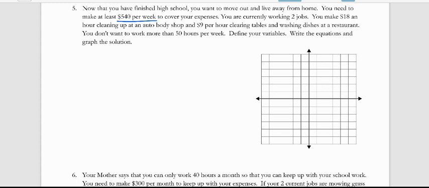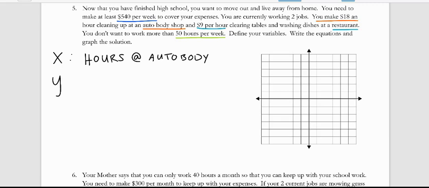All right, the first job you're making $18 at the auto body shop, and the second job you're making $9 per hour at the restaurants. And of course, you don't want to work more than 50 hours per week. Okay, so let's go ahead and define our variables. Let's call x the hours we work at the auto body shop, and we'll call y the hours we work at the restaurants. So those are my variables.